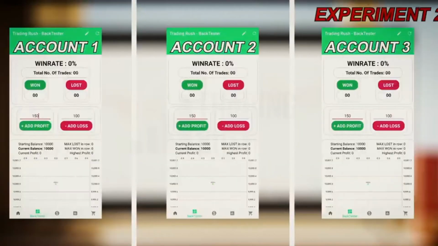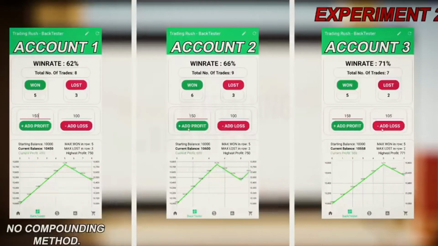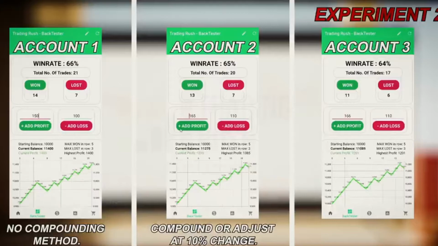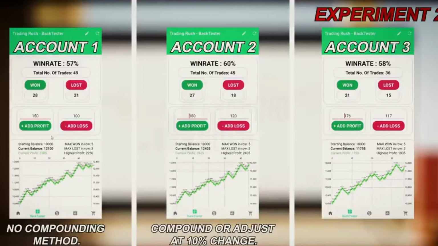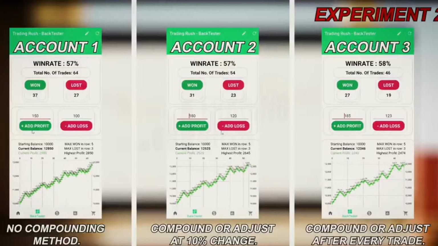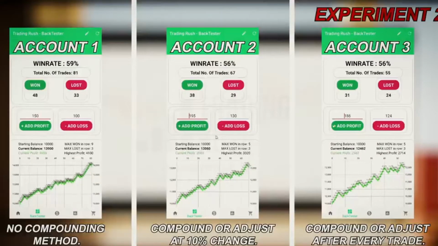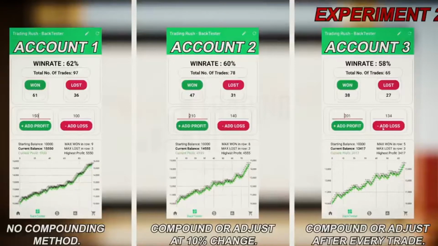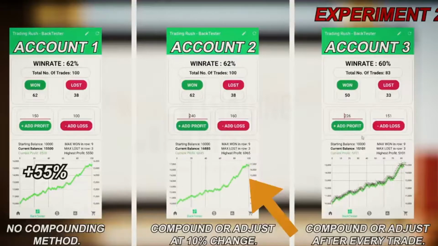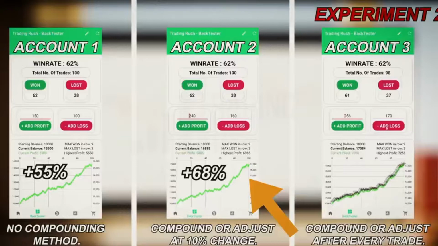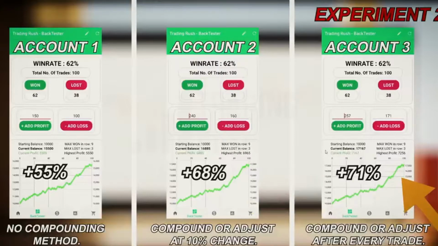In the second experiment, I ran the exact same market structure 3 times. The first time, I didn't use any compounding method. The second time, I compounded when there was a 10% profit and reduced the position size when there was a 10% loss. The third time, I compounded every time there was a profit and reduced the position size every time there was a loss. In this experiment, the account with no compounding or adjustment made 55% profit. The account that compounded and adjusted the position size at 10% change made 68% profit. And the account that compounded and adjusted the position size after every trade made 71% profit.